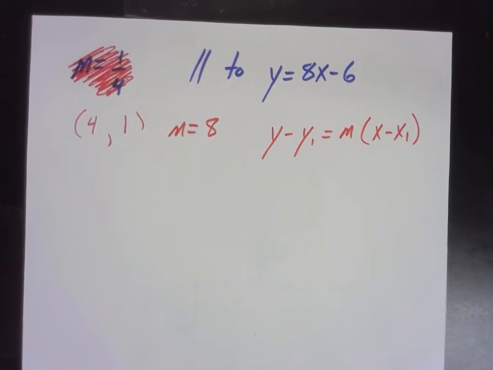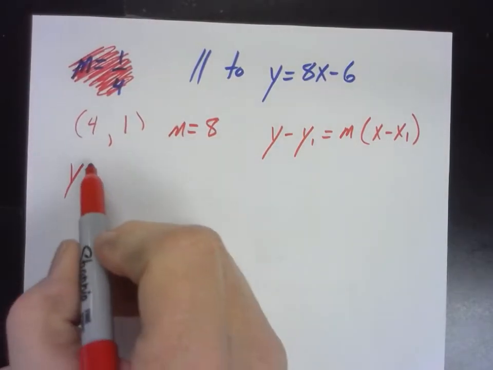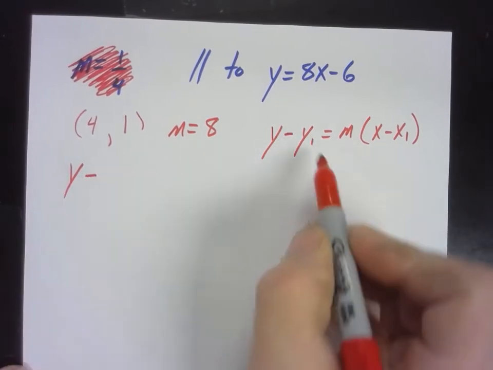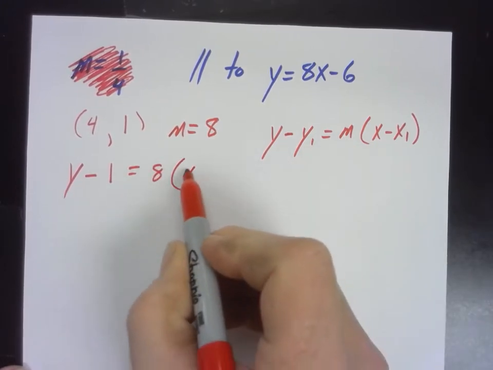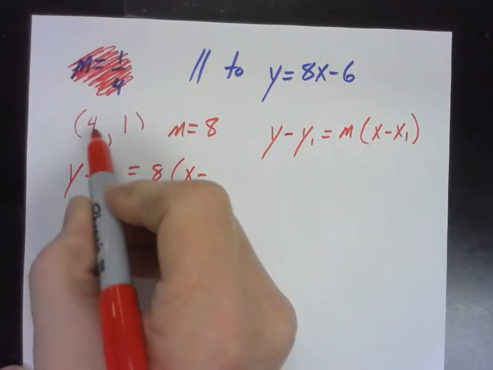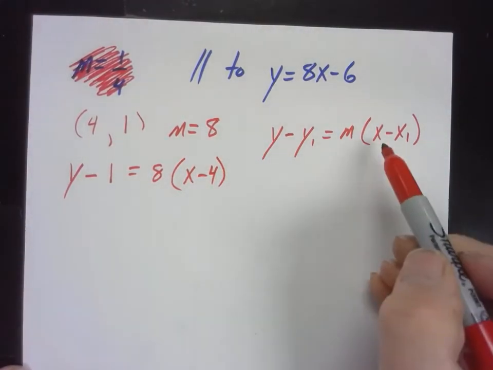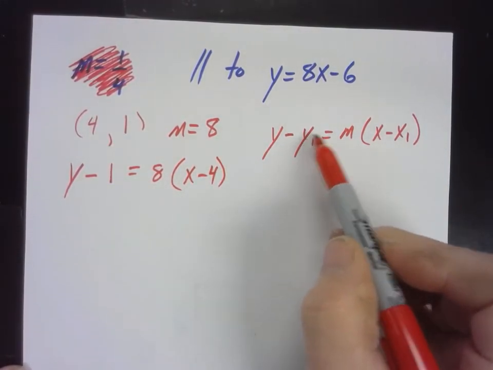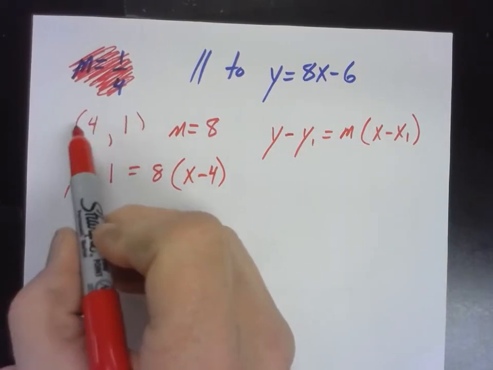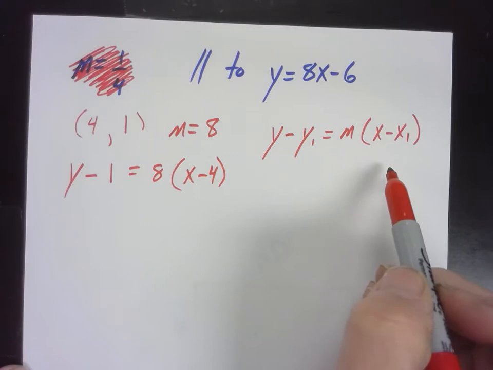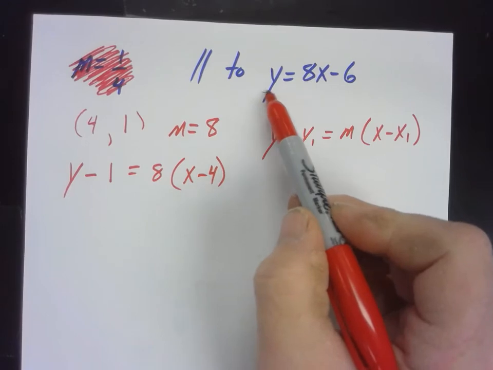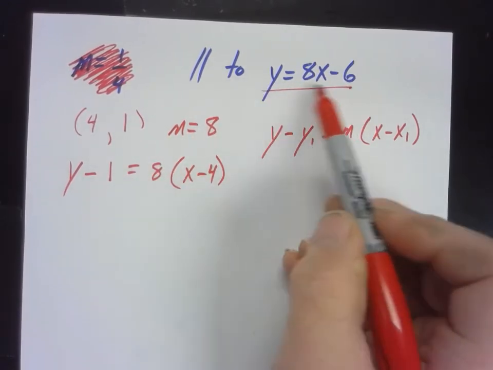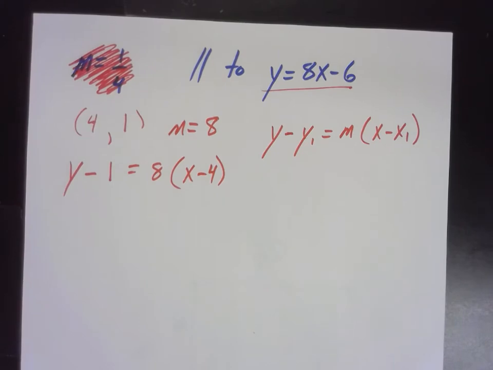Okay, so let's do this. y minus the y value of our point, which is 1, equals the slope times x minus the x value of our point, which is 4. A little confusing because here you've got the y and the x, and over here we've got x and y. They're kind of backwards, aren't they? Make sure you get them in the right place. So this is the equation of the line that is parallel to this line and goes through this point. Not quite the form we want eventually, but at least it's the equation, isn't it?